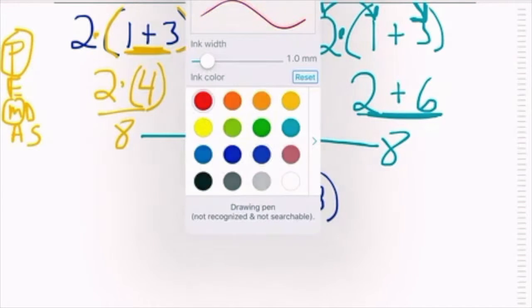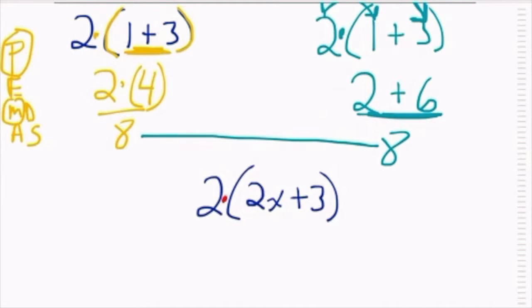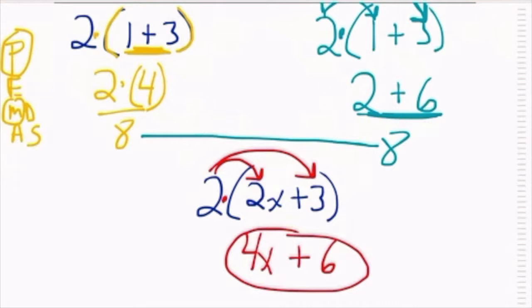So I'm going to multiply. I'm going to take the 2 that's outside the parentheses, and I'm going to multiply it to the 2x as well as the 3. 2 times 2x is 4x, and 2 times 3 is positive 6. Now here I cannot add 4x plus 6, so I'm done. My answer is 4x plus 6.